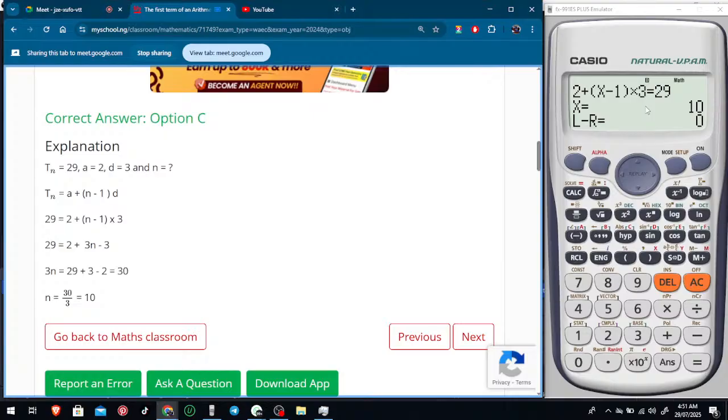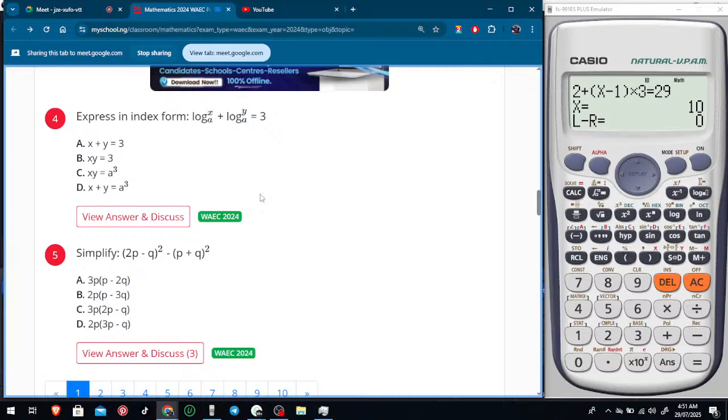So let's continue. Number 4. Logarithms. Over here, because the logarithms are having the same base, it's going to be what? Log a, multiplication sign becomes addition sign. So it means they are multiplying with the same log of a. Are we okay? Yes, sir. So because they are multiplying, it's going to be log a of x times y.